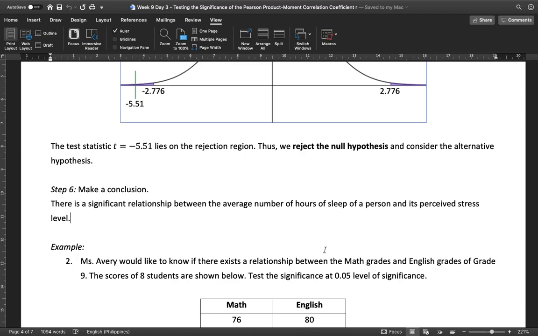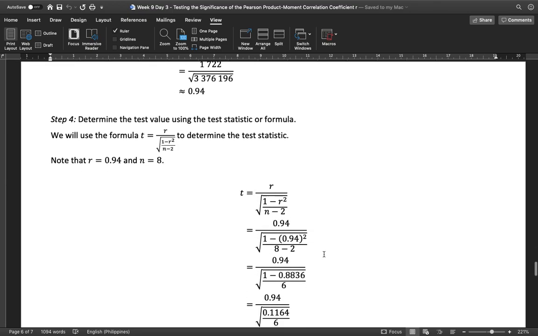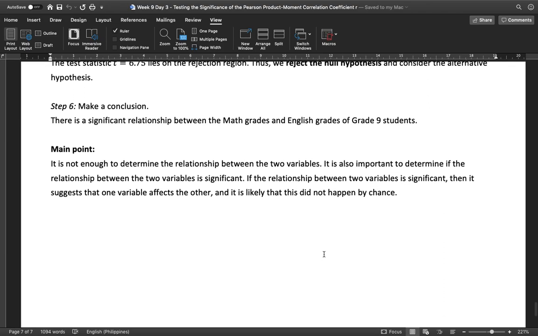So there are other examples here. Please try answering, okay? Importante ito kay correlation analysis is ma-practice kasi maraming ginagawa dito. Yung next lesson natin na regression analysis, mas lalong madaming ginagawa dun.